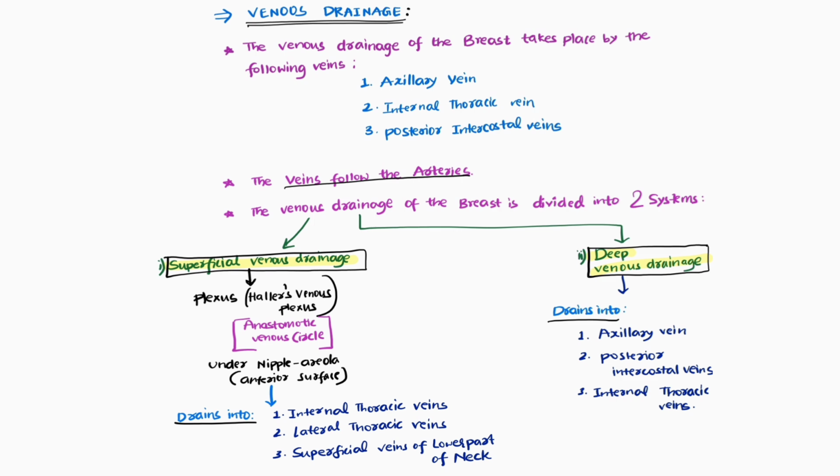So guys, let me make it clear. The veins follow the arteries, right? They first converge towards the base of the nipple, where they form an anastomotic venous circle, from where veins run in superficial and deep sets. So the superficial venous drainage will drain into the internal thoracic veins, lateral thoracic veins and superficial veins of the lower part of the neck. And the deep venous drainage drains into the axillary vein, posterior intercostal veins and internal thoracic veins. That's it, as simple as that. To make you understand even more, we will represent it in the form of a diagram, which will come next.